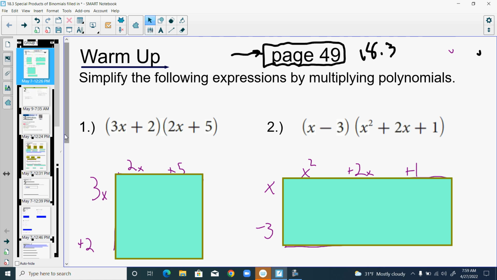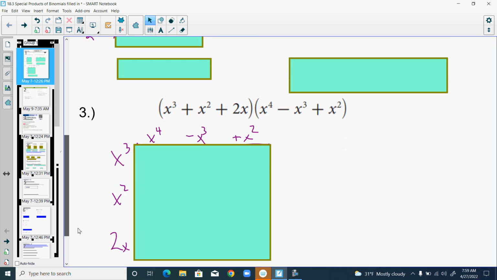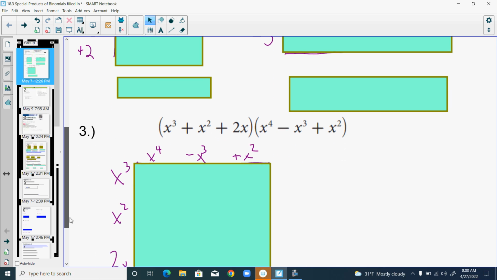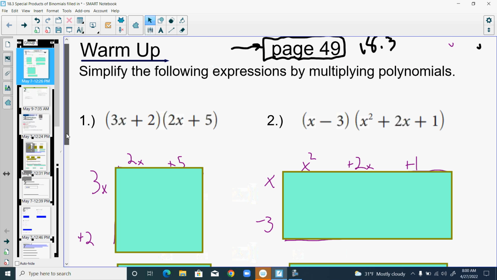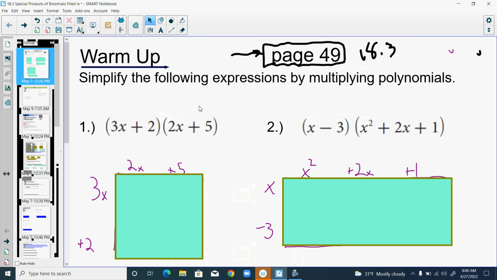And if the sub can pause the video, it's going to take them about 4 or 5 minutes here to work through these to get their final answer. So go ahead and pause the video. Everybody go ahead and work on the warm-up, and then we'll get started and see how you did.